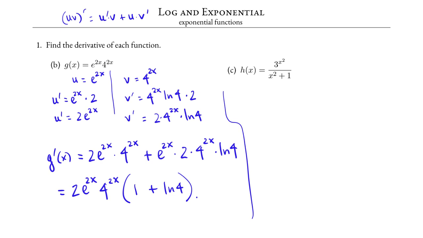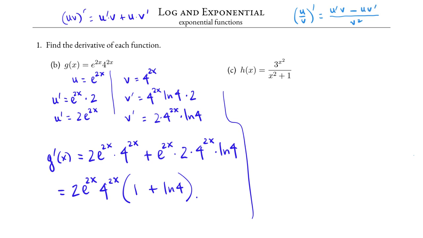For the second problem, we observe that this is a quotient. We have the top and the bottom, so we will use the quotient rule. Using the quotient rule, which states that the derivative of u over v is, first we square the denominator, and then in the numerator, it is u prime times v minus u times v prime.